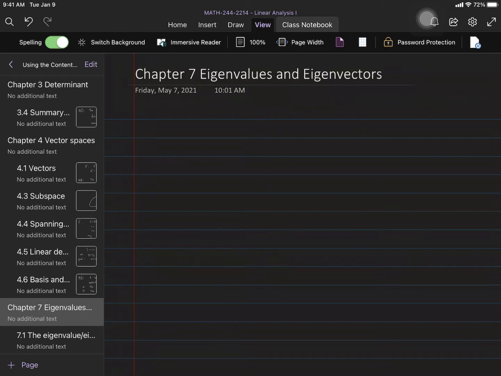Hello everyone. Today we are going to start chapter 7, which is eigenvalues and eigenvectors. I want to show you what we are going to do in this chapter. Firstly, let's review what we did before for linear systems of differential equations. Let's take a look at this example.